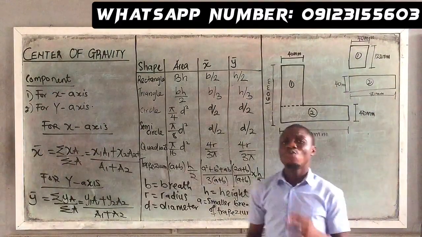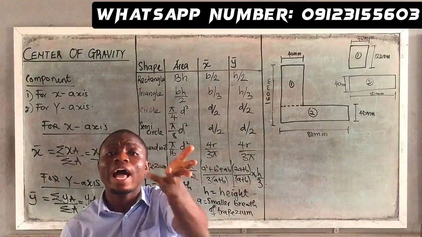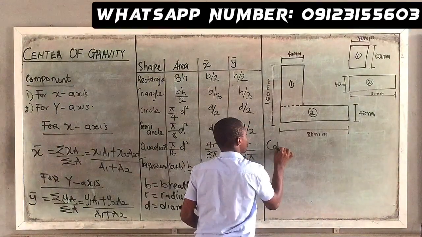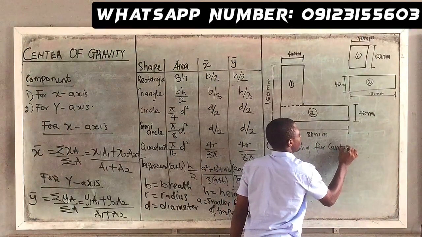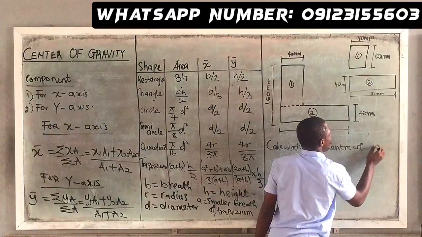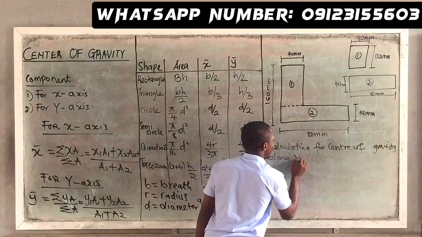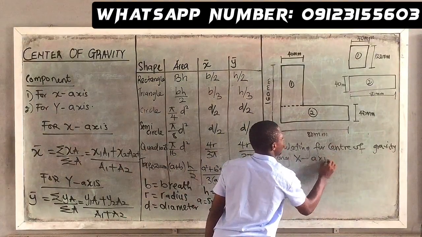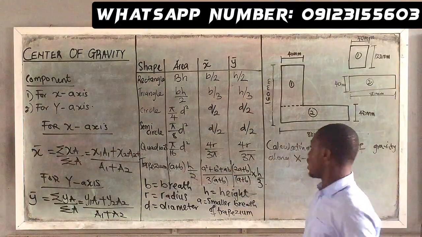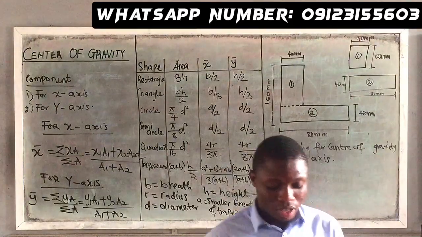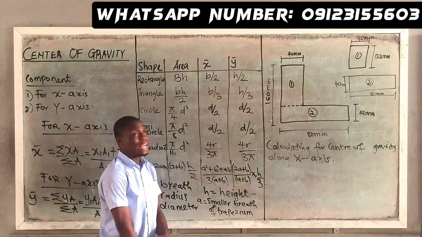Now, what do you do next? What are you going to do? Find the center of gravity along both the x axis and the y axis. So let's start with that. Calculating the center of gravity along the x axis. You can start with the y axis or the x axis, as the case may be, but anyone must take it correctly. Alright, let's start with calculating the center of gravity along the x axis.